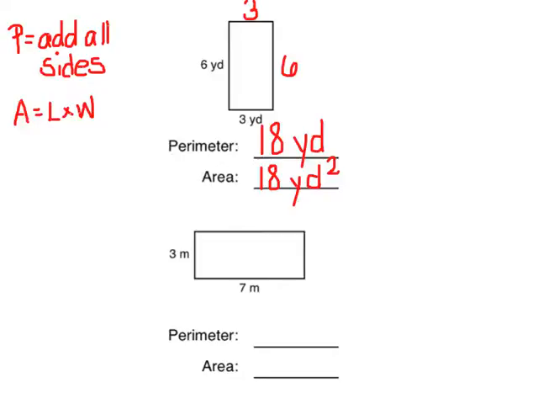On my next rectangle, I have 3 on the left side. So I have 3 meters on the right and 7 on the bottom. So I have 7 on the top. 7 and 7 is 14. 3 and 3 is 6. Add those all together because we add all sides, and I get 20 meters. My area, length times width, 7 times 3 is 21. 21 meters squared.